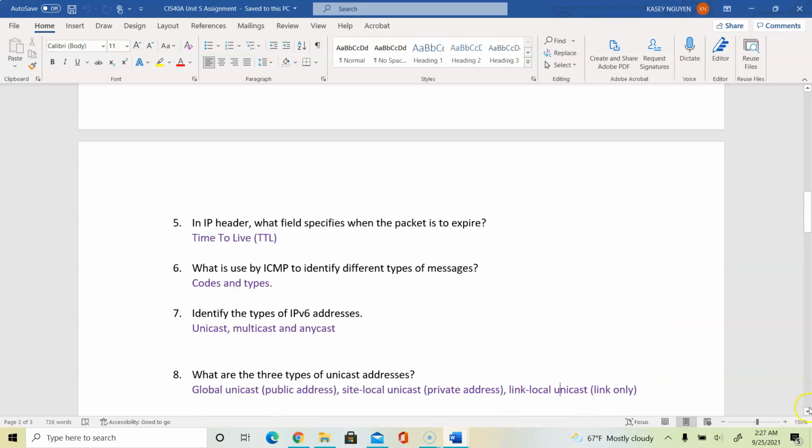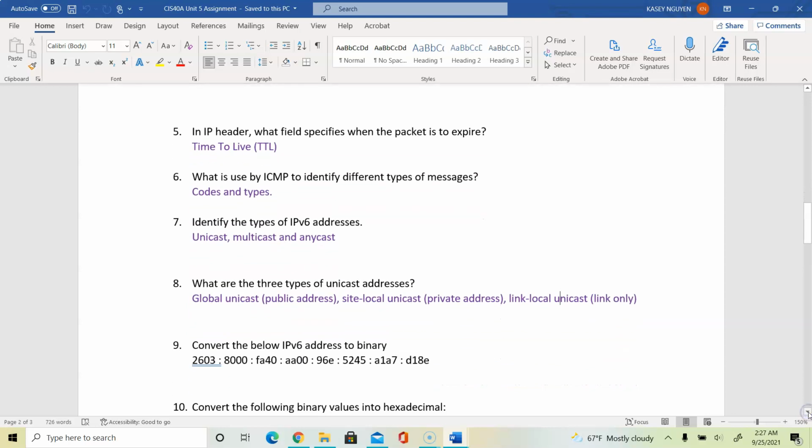So here we specify the 3 types of unicast address. Make sure that we understand the difference.